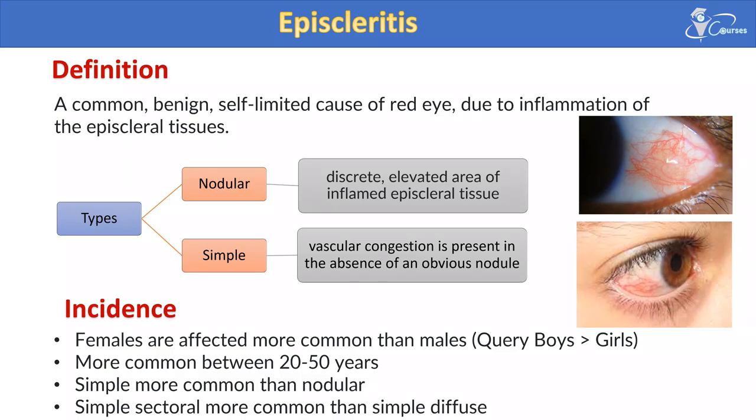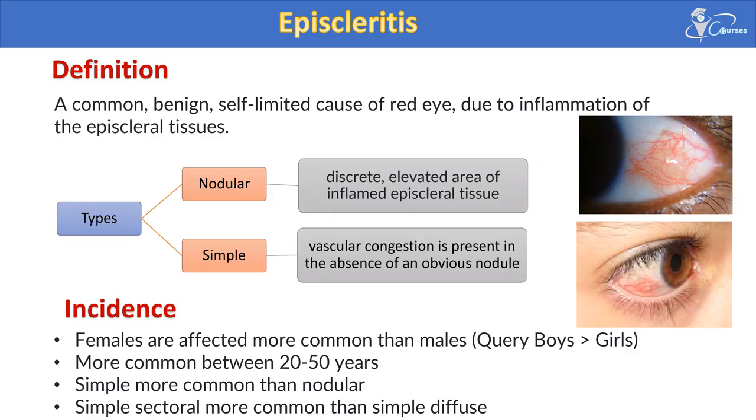Okay, so these are the two types of episcleritis. What will be the incidence? Again, incidence is very important in specific disease. One of them is the episcleritis. Episcleritis is a disease which affects females more commonly than males.